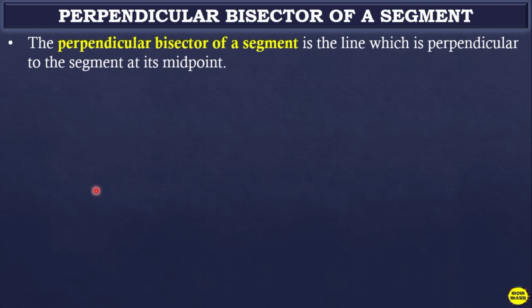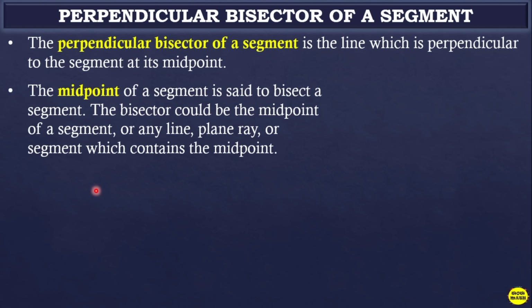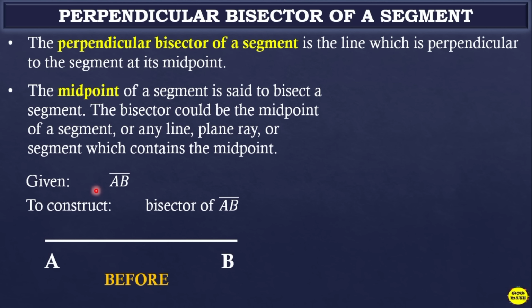Saan nakikita ang midpoint? Doon sa segment na binabisect natin. So, the midpoint of a segment is said to bisect a segment. The bisector could be the midpoint of a segment or any line, plane, ray, or segment which contains the midpoint. So, let's have the given which I have segment AB. So, ito po yung given natin.